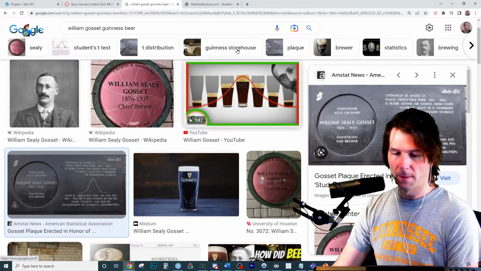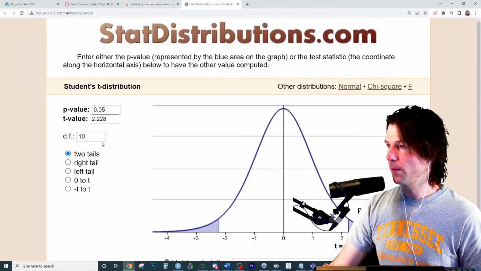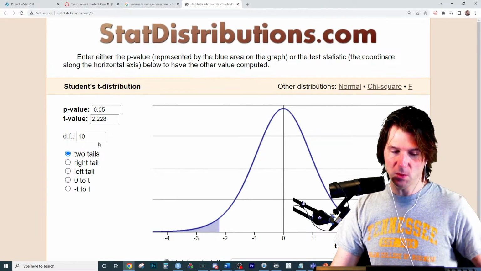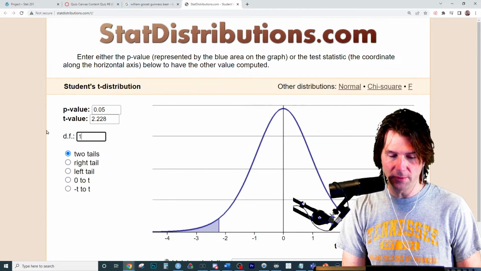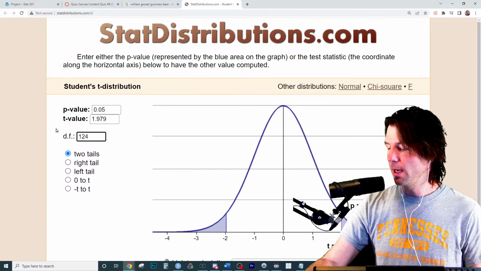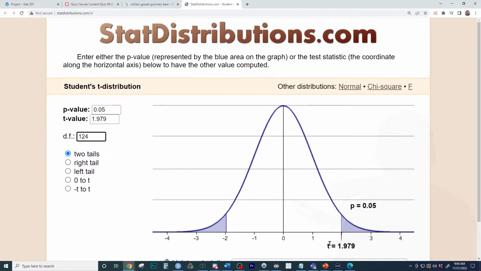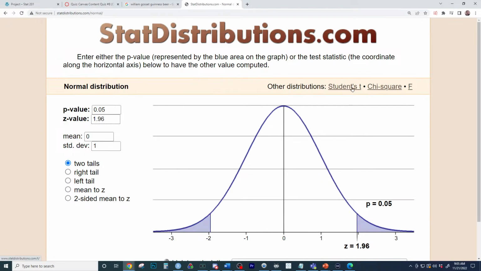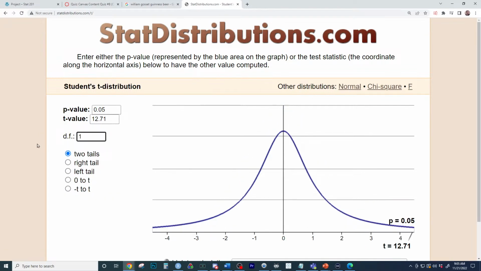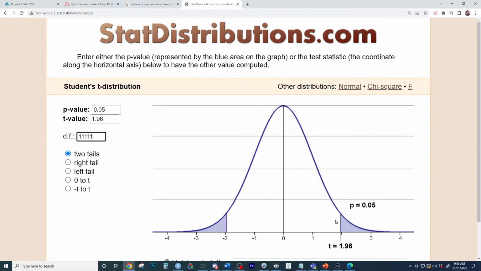The T distribution uses degrees of freedom, which for the one sample T are n-1. So if you have a sample size of 125, your degrees of freedom are 124. And the T will be very much like the Z. Like the Z-score for a 95% confidence interval is 1.96. The T approaches that as degrees of freedom increase. It becomes more like the normal.